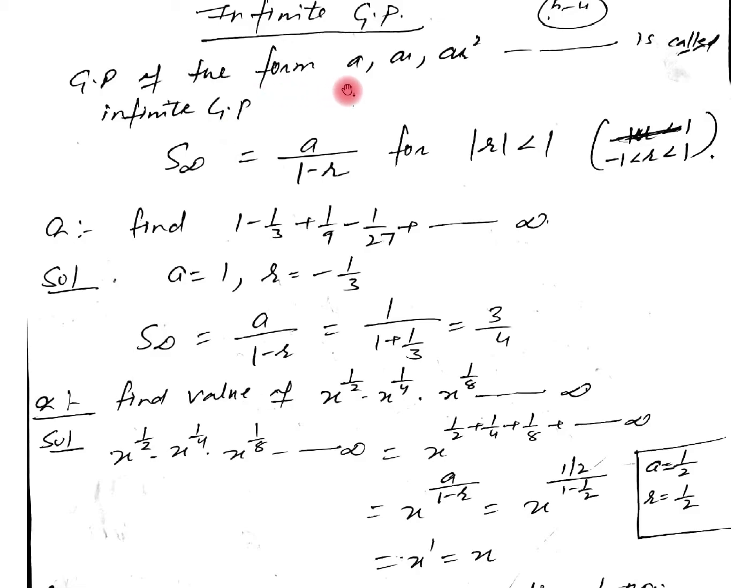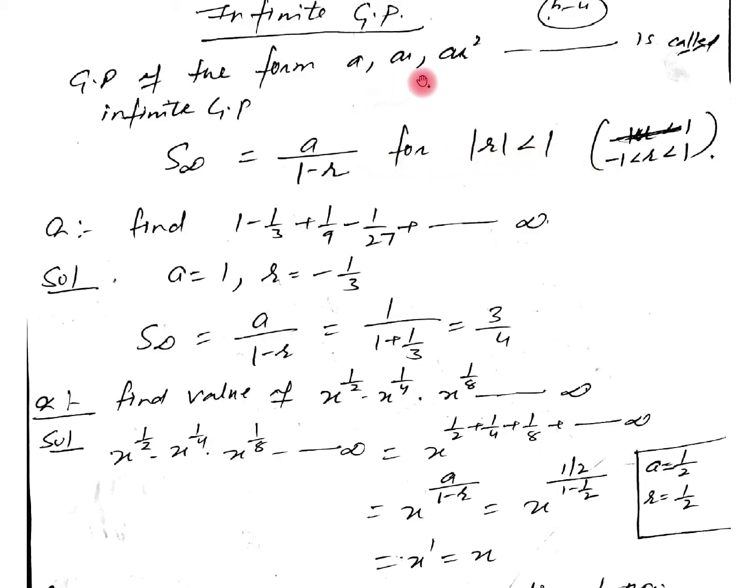As the name indicates, there are infinite terms in the GP, then it is called infinite GP. Therefore, let's consider the GP a, ar, ar square up to infinity. Then the sum of all the infinite terms is given by S infinity equal to a upon 1 minus r, where r lies between 1 and minus 1, or we can write modulus of r less than 1. Both have the same meaning.